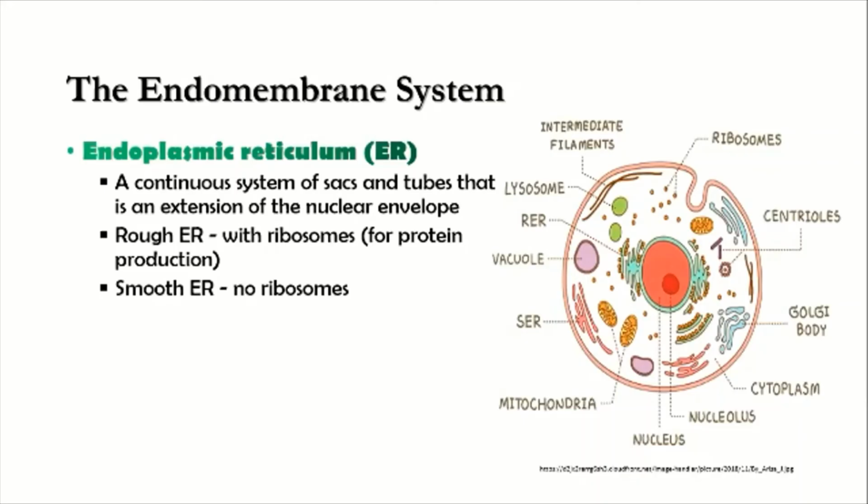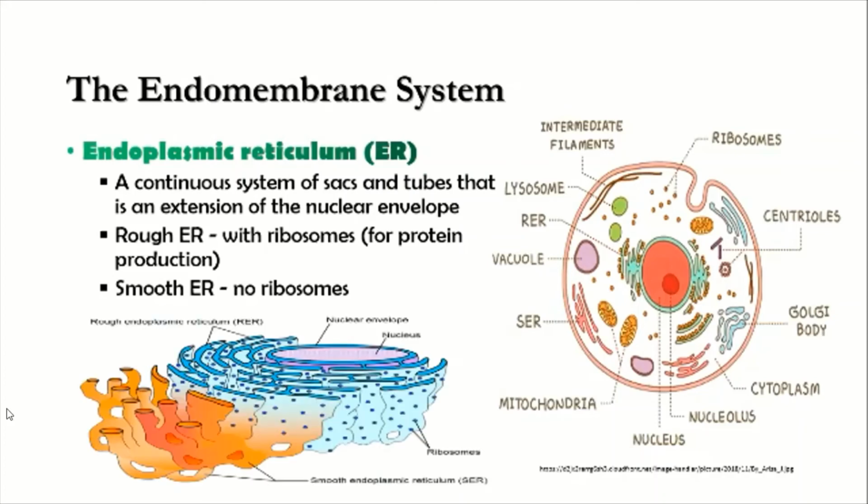So the rough ER is called rough because of the presence of ribosomes for protein production, while the smooth ER obviously doesn't have the ribosomes. The endoplasmic reticulum is actually an extension of the nuclear envelope. As you can see here, the blue dots in the second image are the ribosomes found in your rough ER, while the orange part would be your smooth endoplasmic reticulum.